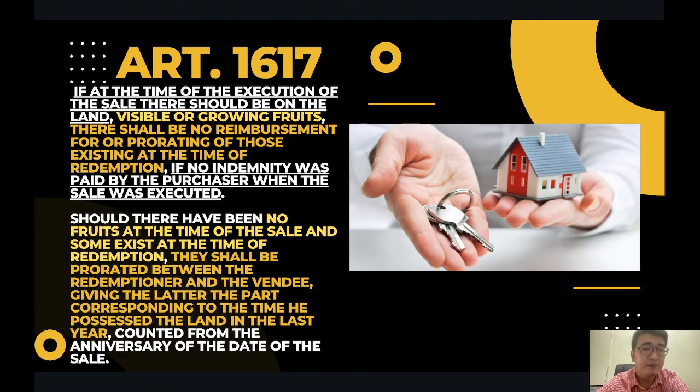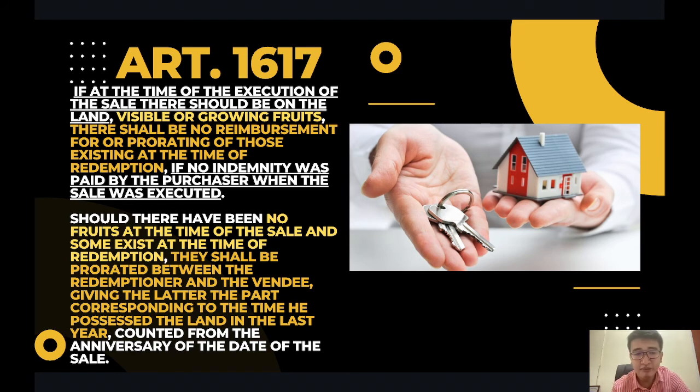Article 1617, if at the time of the execution of the sale, there should be on the land. So, at the time na binenta mo yung lupa, mayroon daw visible or growing fruits. So, makikita mo na may visible or growing fruits.